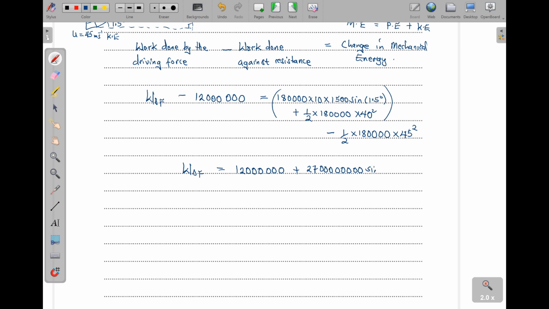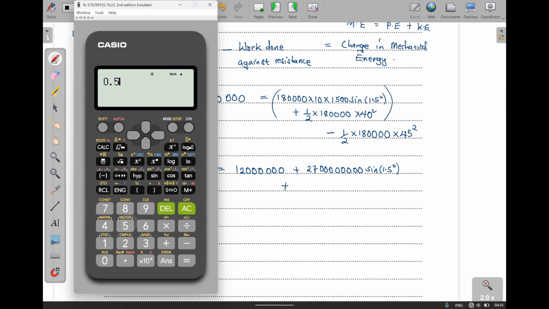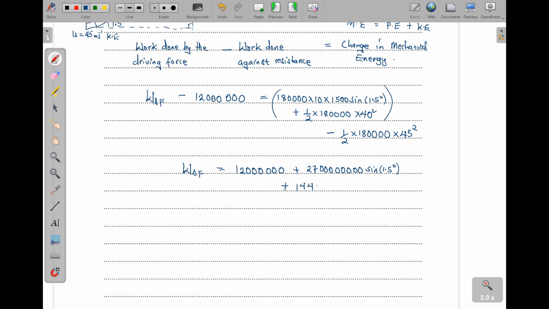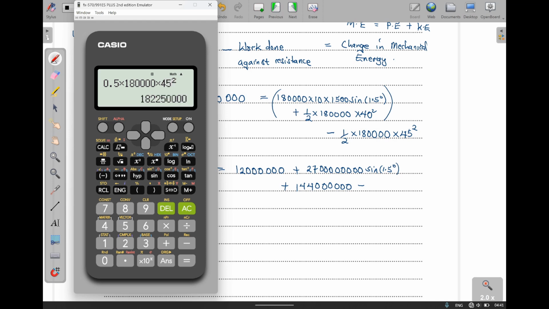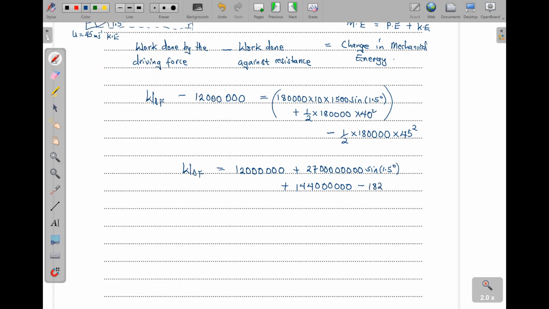Then sine of 1.5 degrees, and then plus, this one here, 0.5 times 18, and the 4 zeros, times the 40 squared. That one gives us 144 and 6 zeros. Then we subtract. How about if we change this to 45? That is 18225.